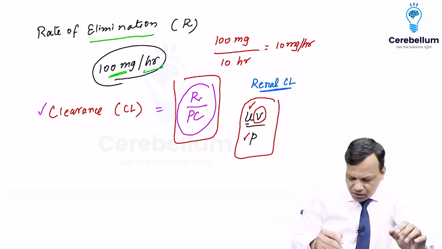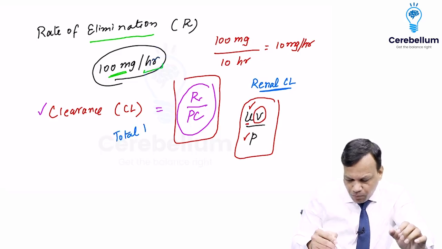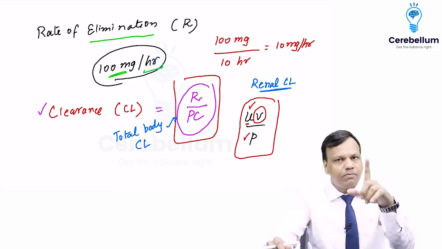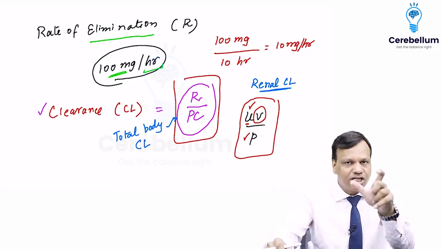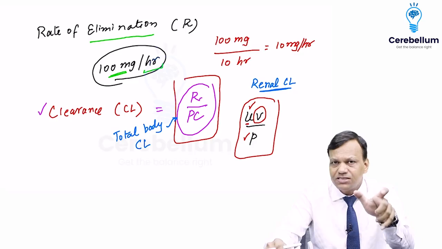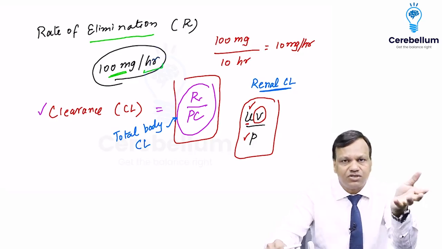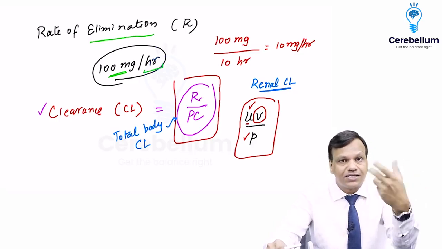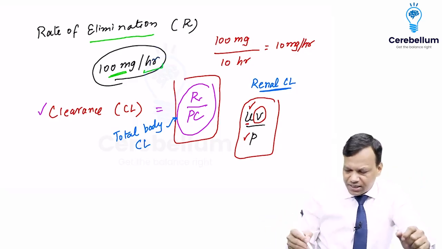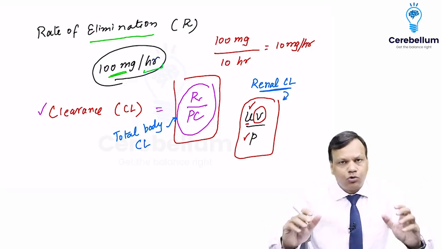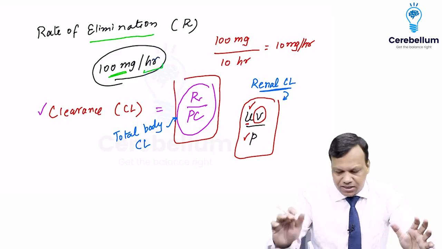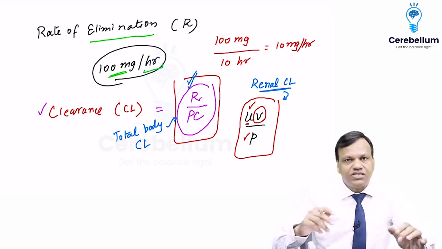But in pharma, we are concerned with the whole body. So total body clearance is given by rate of elimination divided by plasma concentration. Remember, rate of elimination contains elimination, and elimination means metabolism plus excretion. So that means we are also talking about other things here. So renal clearance is UV/P and total body clearance is rate by plasma concentration. In pharmacology, we often use this formula.